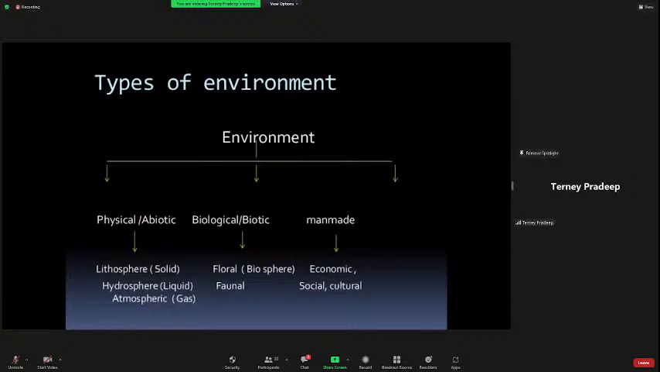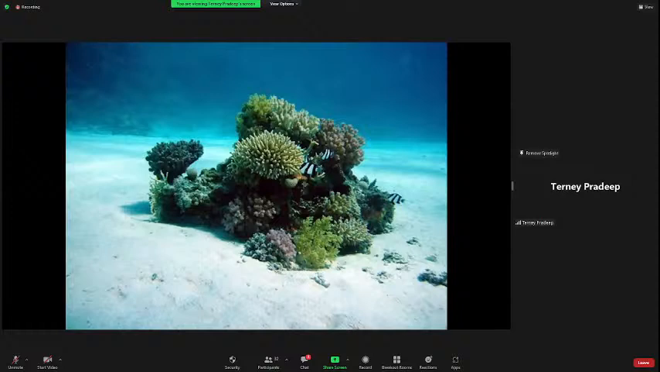Then in addition to that, we can find the man-made environment. Our culture, our society, right? Our economy is our man-made environment. Right? Those are the very basic components of our environment. So in my case, this is why I'm a marine scientist, right? My environment is this, right?